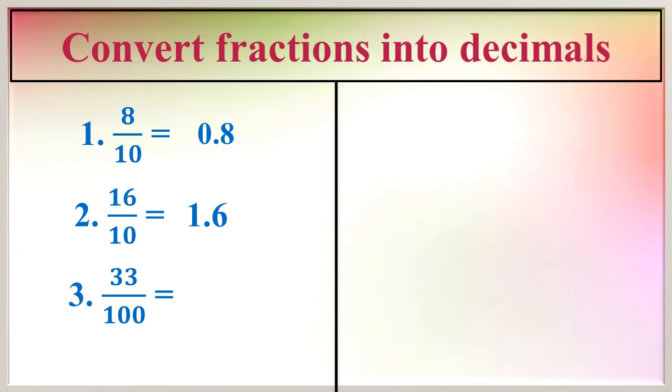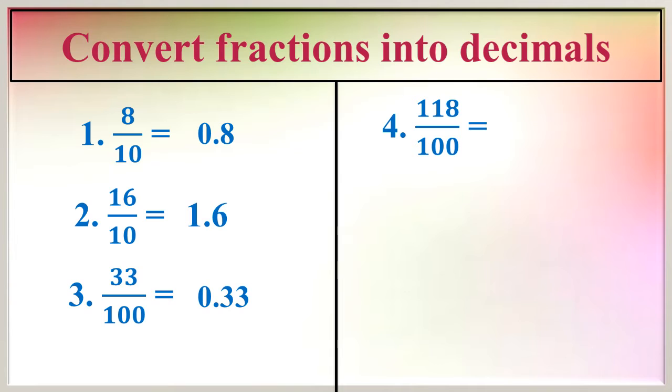Then third one, 33 divided by 100 equals what? So here we have 100, isn't it? So we have to move two places from right to left because we have two zeros in the denominator. That is 0.33.